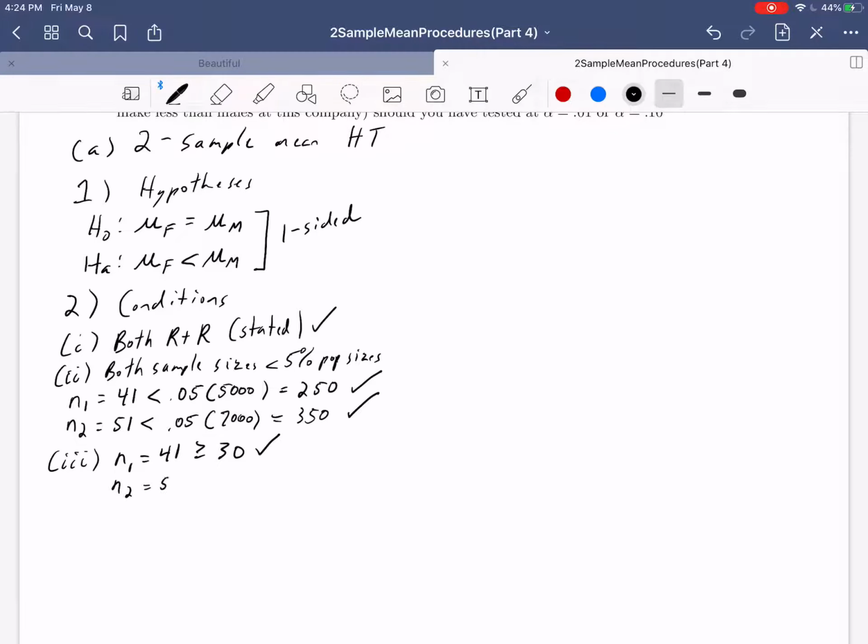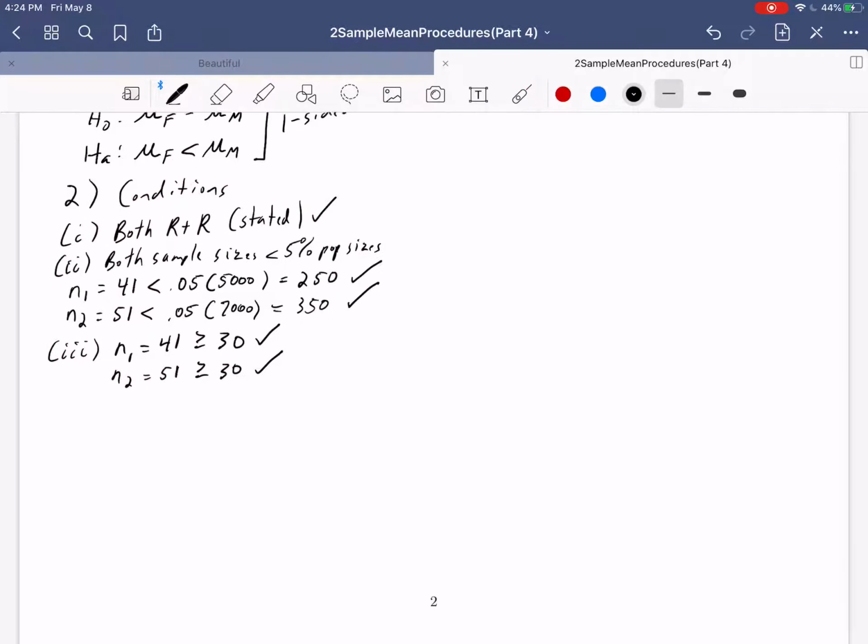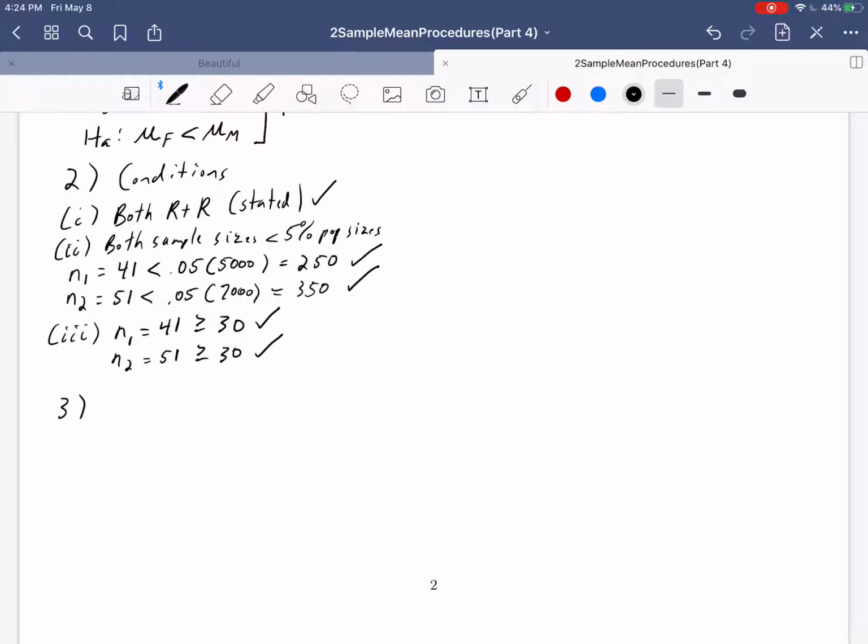And n2 is 51, which is also greater than or equal to 30, so check. So all the conditions are met here, so we can move on to our test statistic. So for step 3, the test statistic. Since we're working with quantitative information, we're estimating the population standard deviation with the sample standard deviation. So we'll need to use t.